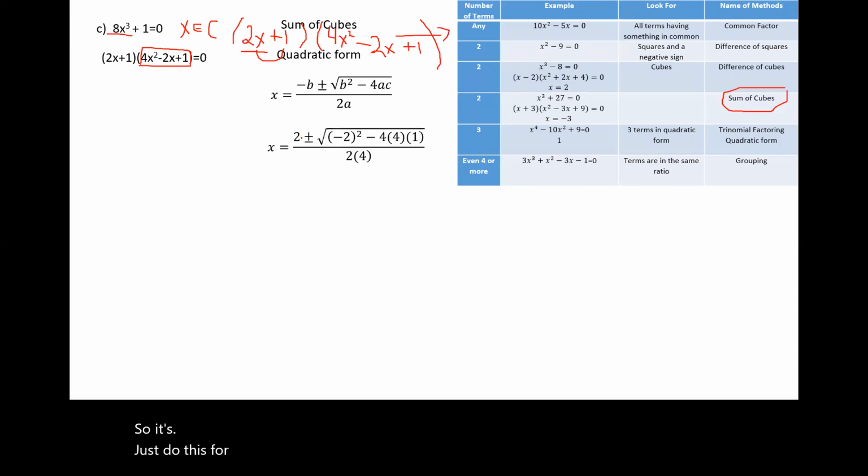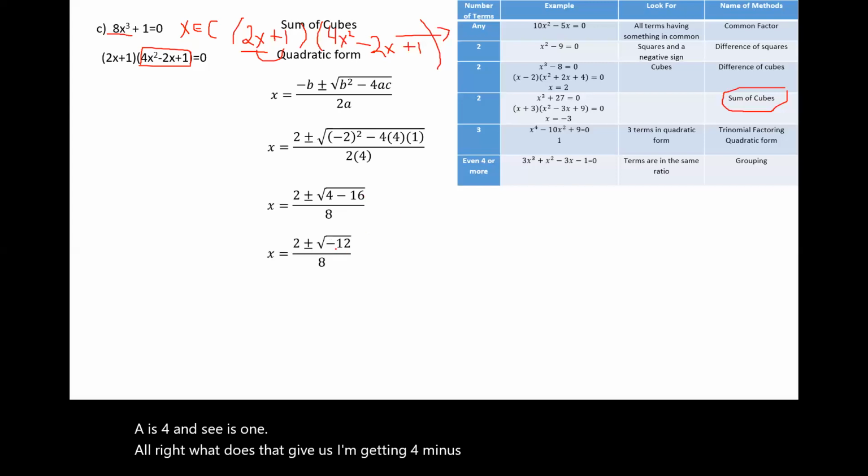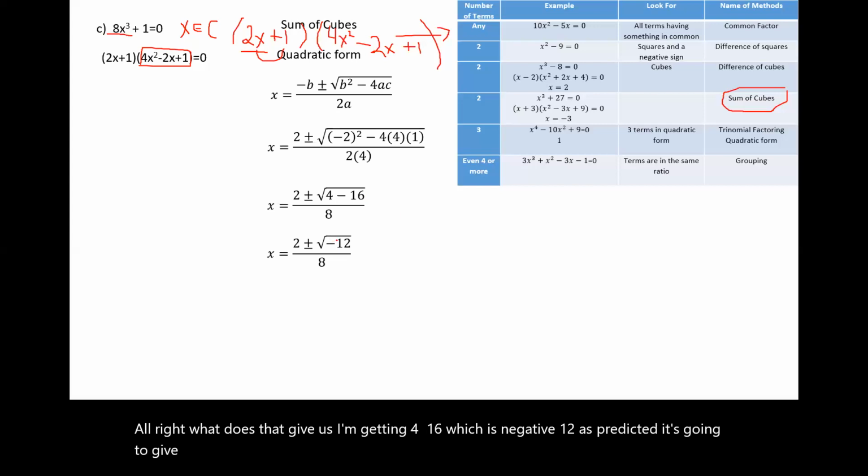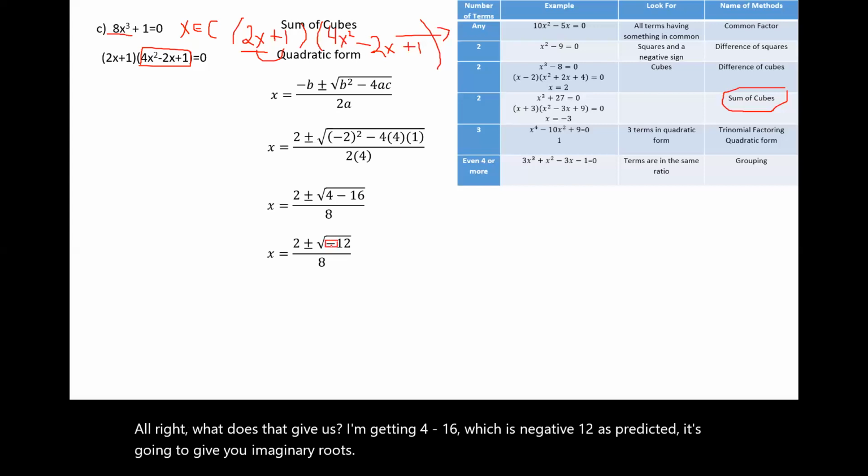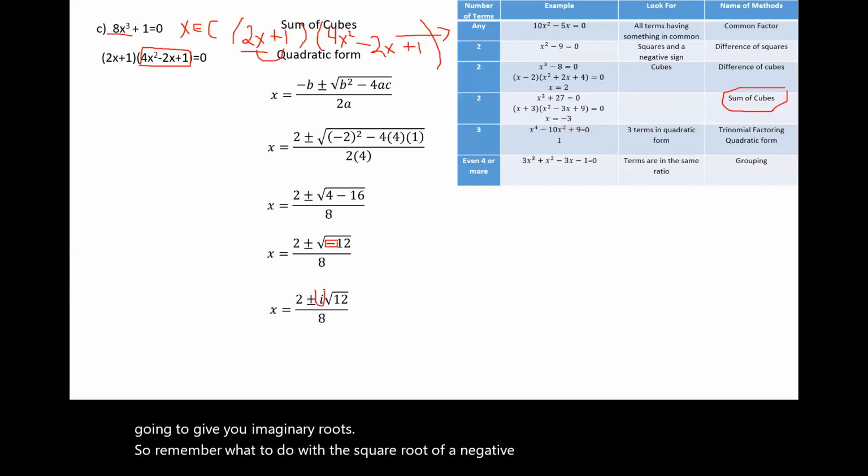B is 2, A is 4, and C is 1. All right, what does that give us? I'm getting 4 minus 16, which is negative 12. As predicted, it's going to give you imaginary roots. So remember what to do with the square root of a negative 1. We make that into i.